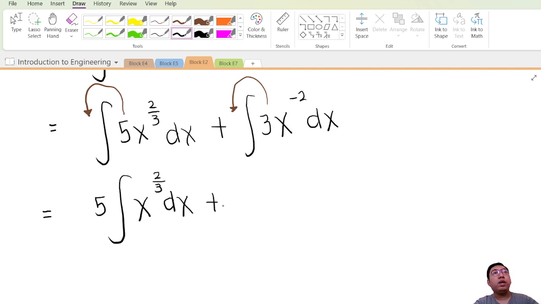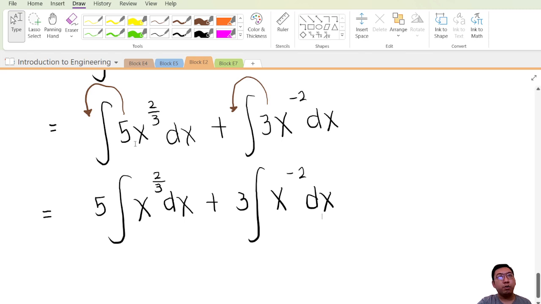Some students no longer put this line. You can just do the shortcut for this one. But of course, for beginners, I want you to show in the solutions that you're really doing this process, that you're placing the coefficients outside.